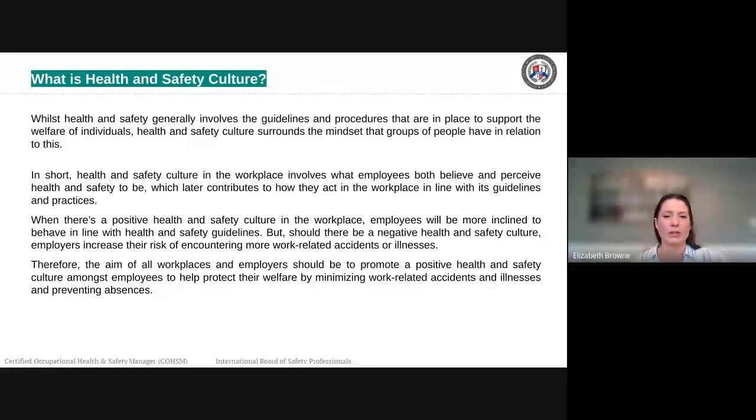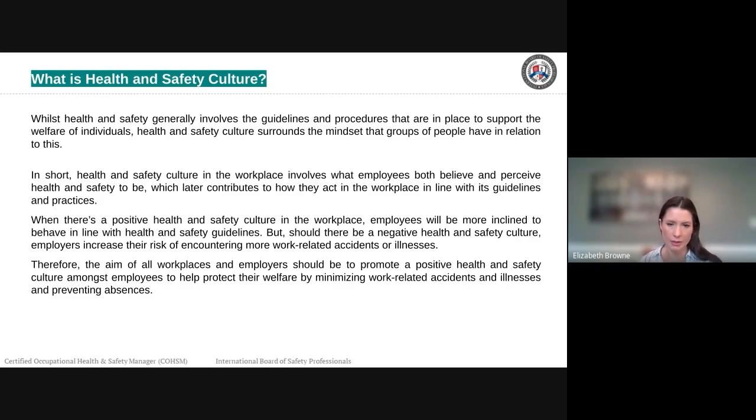All right, we've talked a little bit about health and safety culture, but let's dive into that a little bit more. This is something I'm very passionate about. While we look at health and safety typically as guidelines and procedures that are in place that support the welfare of individuals, the health and safety culture itself surrounds and is like the mindset of the group of people that are related to this. So in short, the health and safety culture in a workplace involves what employees both believe and perceive health and safety to be, which ultimately contributes to how they act in the workplace in line with the guidelines and practices that the management of the workplace have prescribed.